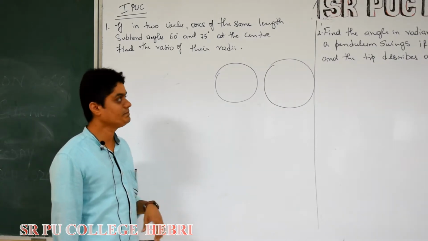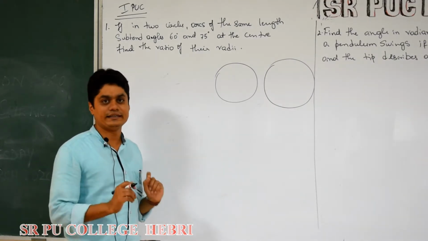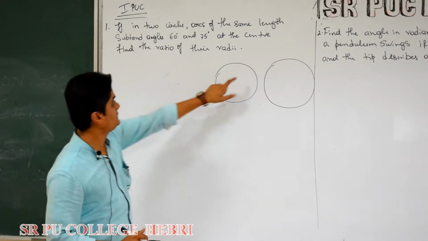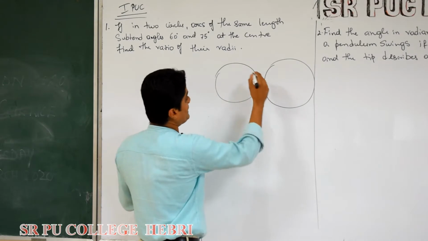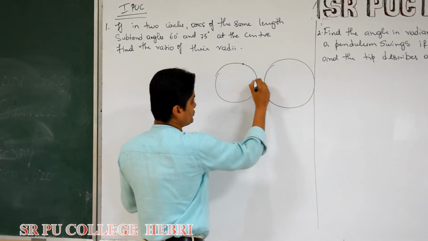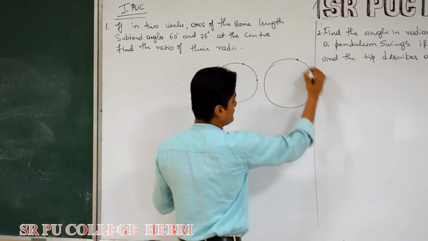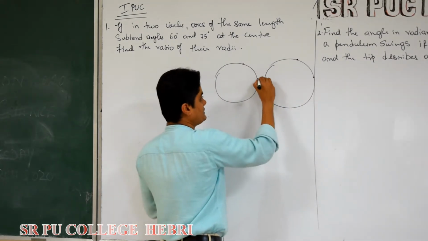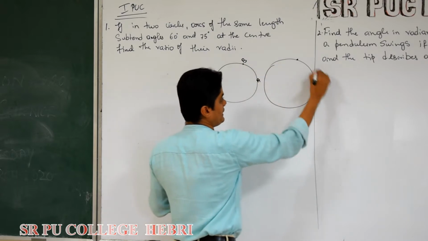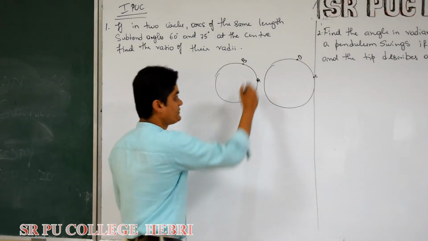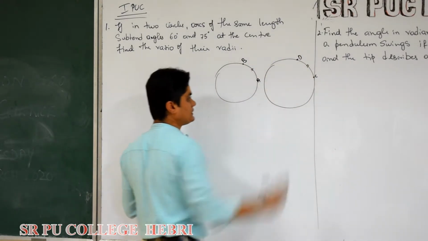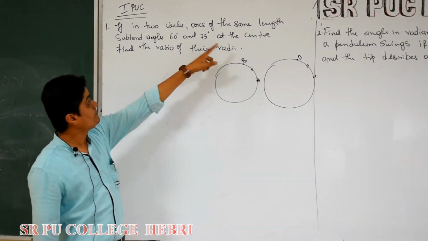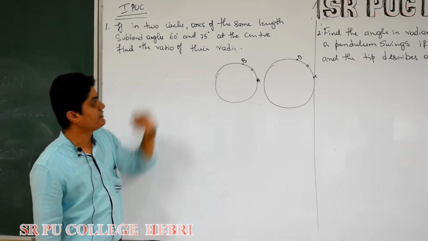I hope everyone is fine. So, the last three problems under the heading gradient measure. The first one: if in two circles, arcs of the same length, so consider two arcs. I hope you know what I mean by arc, right? Length of the part of the circumference. I'll consider two arcs AB and CD in two different circles. The lengths of both arcs in the different circles are the same. They subtend angles of 60 degrees and 75 degrees.